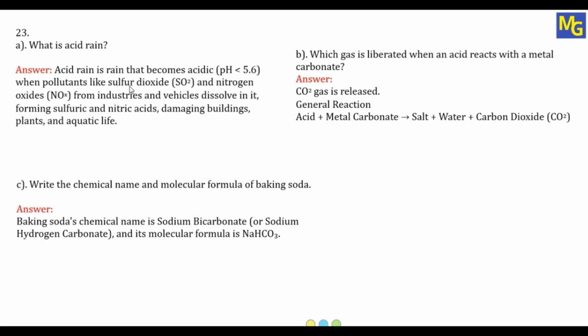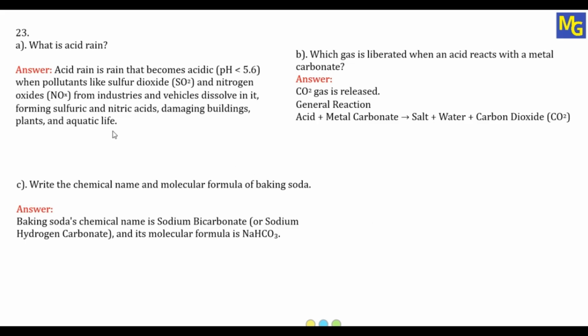So pollutants like sulfur dioxide, nitrogen oxides from industries and vehicles dissolve in it, forming sulfuric acid, nitric acid, and damaging buildings, plants, and aquatic life. So this is the answer. It's very easy. So what is rain actually? We know rain. Whatever water we can see on the land, stagnant water like lake water, river water, or the water stored in buckets or anywhere, all of that will get evaporated with the help of sunlight. It forms clouds, and those clouds will come back again on the land in the form of water. That is called rain.